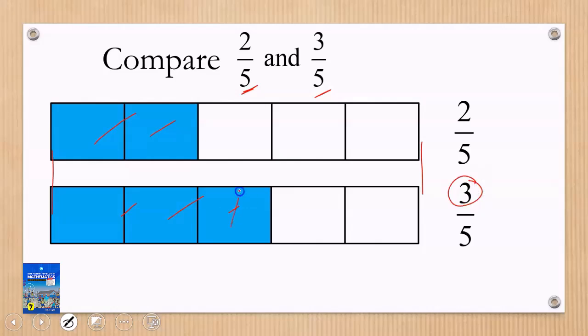Because that one is biggest. So I'm assuming the shaded part is the fraction. So 2 out of 5 and 3 out of 5 means the greatest is the one with the 3.